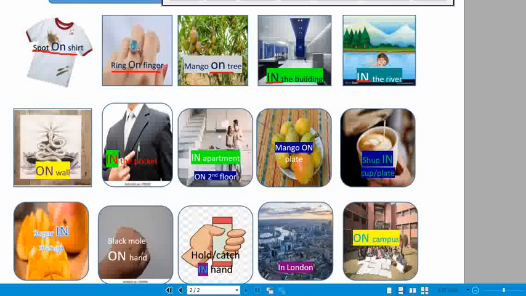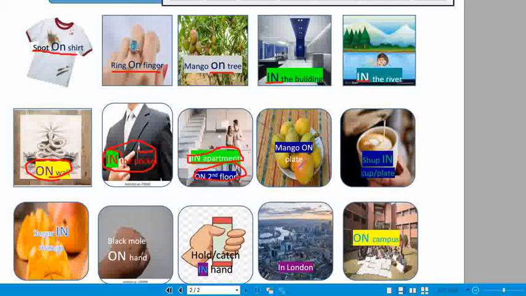There is a big painting on the wall. Painting touches the surface of the wall, on wall. Pen is enclosed by the pocket, so in the pocket. He lives in an apartment. Apartment means a building. And on the second floor. Second floor means the surface of the second floor.